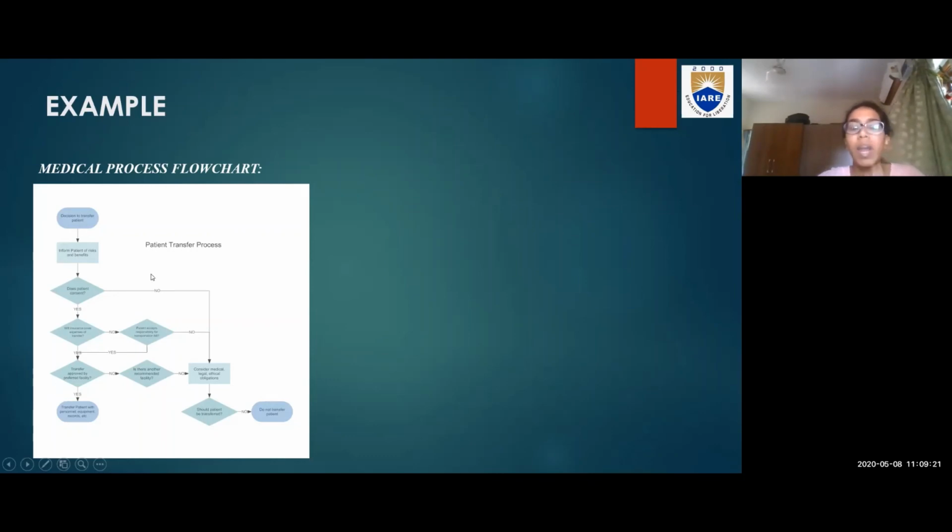So winding up, the start or the end is indicated by an oval. Your information, your instruction, whatever necessary things you're trying to convey, everything goes into your rectangle. Your call for a decision goes into your diamond, and your representation of the directional flow of the flowchart is done with the help of your arrows.